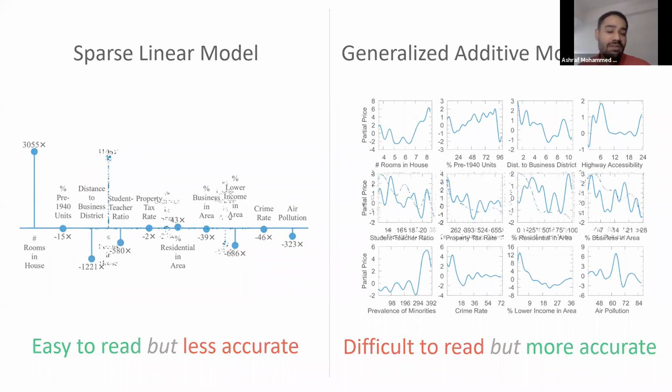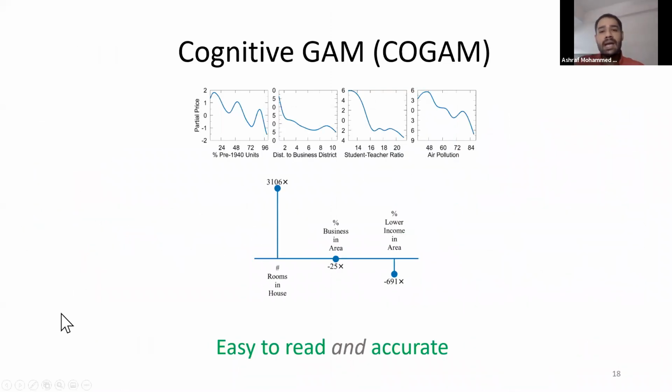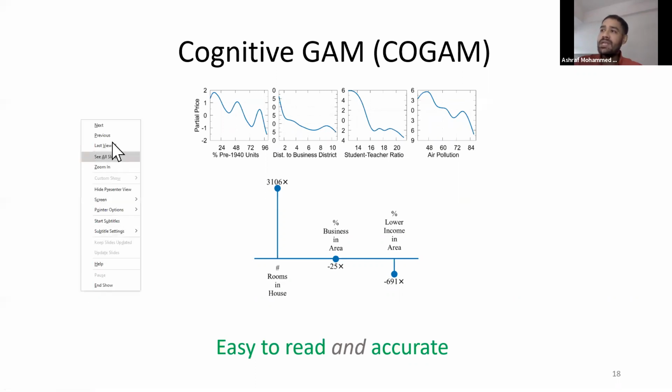Yeah. So can we have explanations that are both accurate and easy to read? And this is where we present COGAM, or cognitive GAM, that helps generate explanations that are both easy to read and accurate. But before we can understand how to generate these explanations, we want to understand what makes a graph easy or difficult to read.